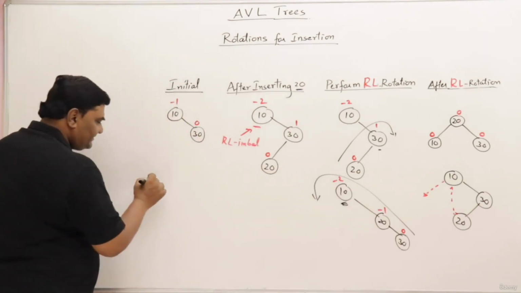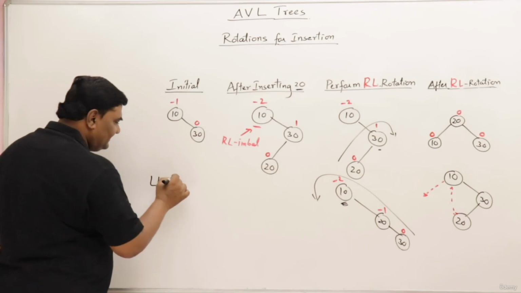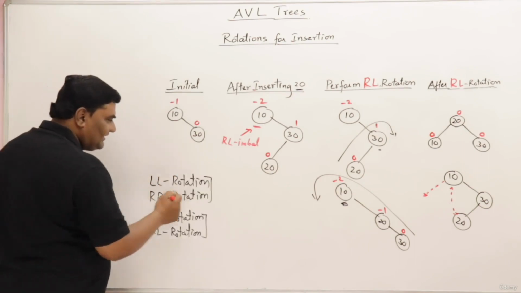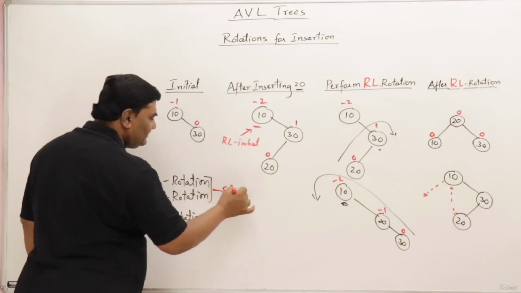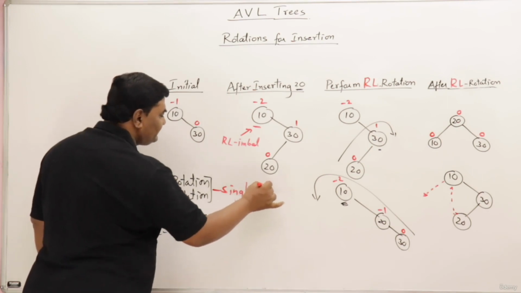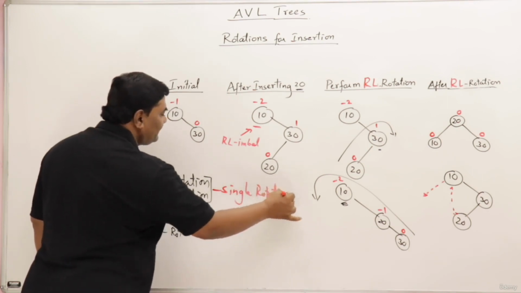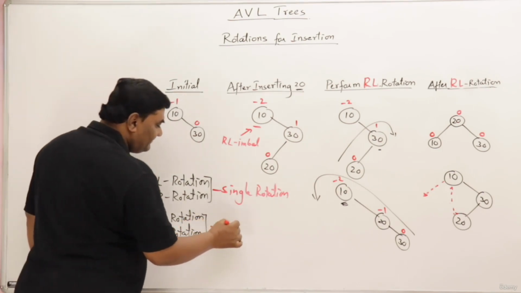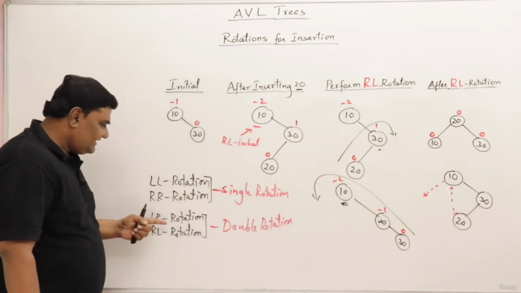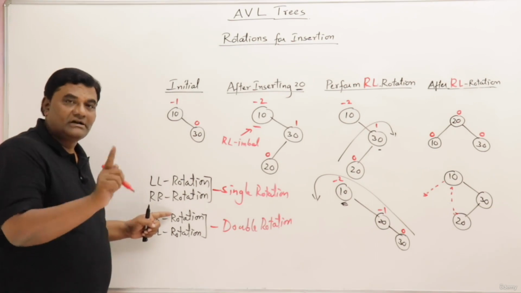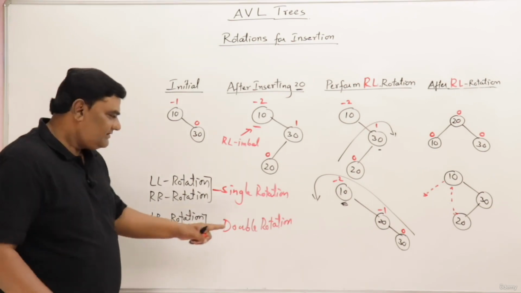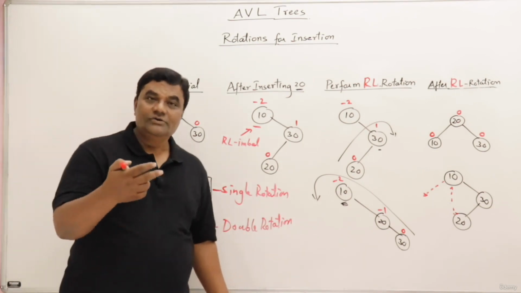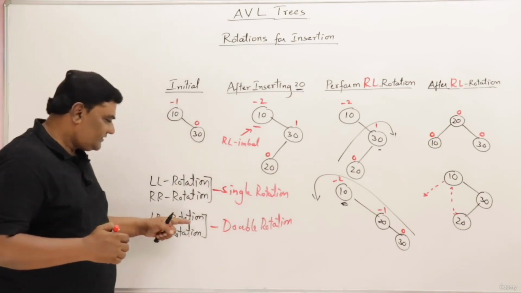Let me write down the rotations we have seen. First is LL rotation. See, LL or RR rotations are called single rotations. These were having a single step. And LR and RL are called double rotations. But don't count this as 2 rotations. Count as one only. See, there is a difference between double and 2. So don't count them as 2 rotations.